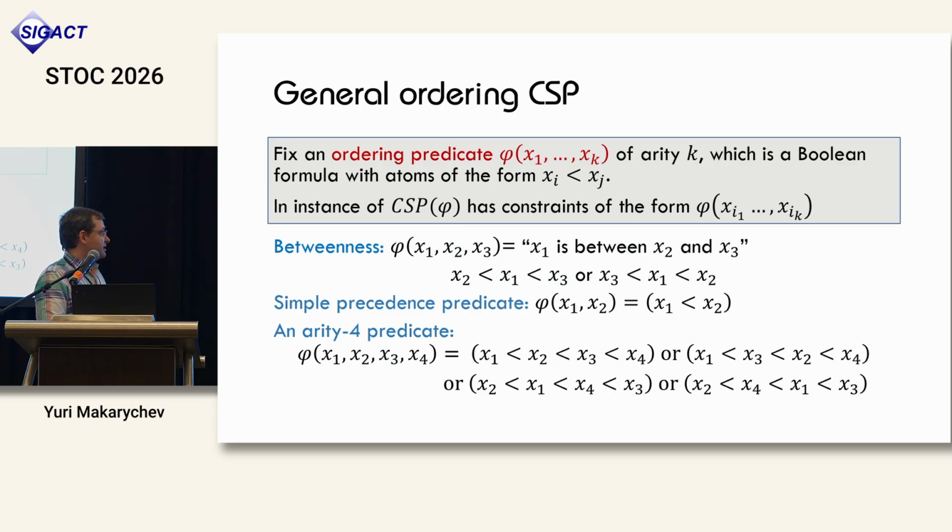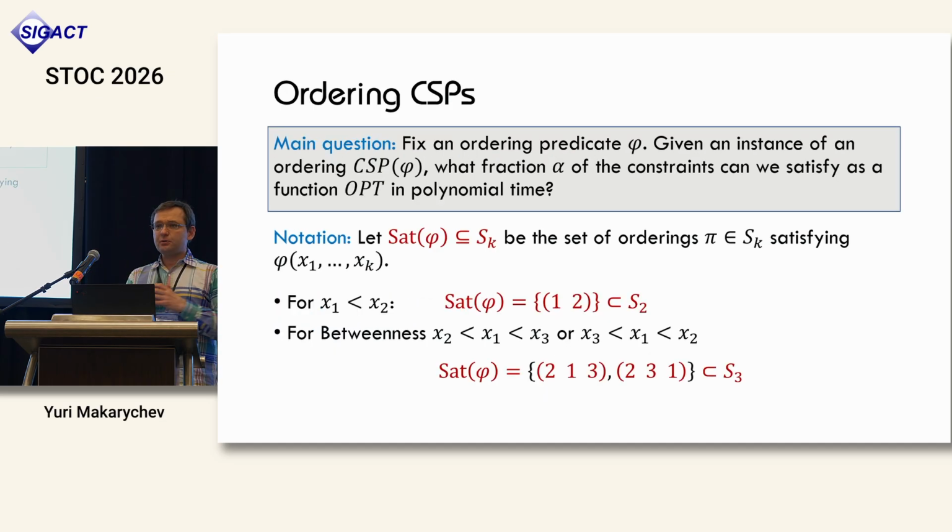The first one is the one that we have already seen, the betweenness. The second one is perhaps the simplest one, the simple precedence predicate, which just says that x1 is less than x2. And here you can see just an arbitrary ordering predicate of arity 4. We will actually talk about this specific ordering predicate a little bit later today. Now, the main question that we are interested in this work is the following.